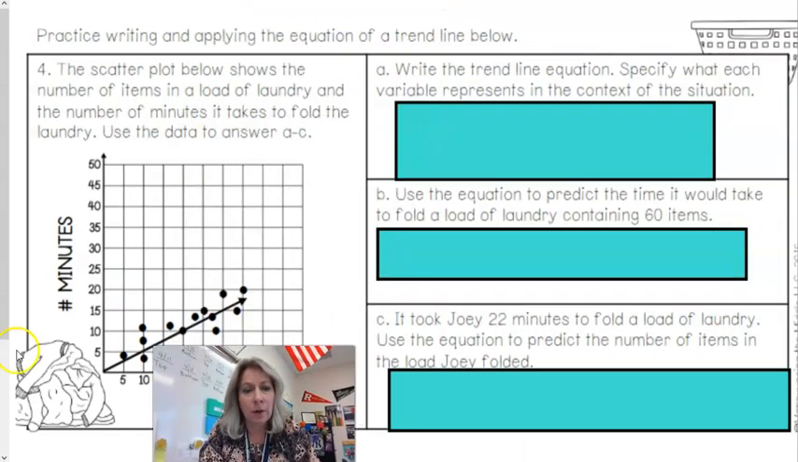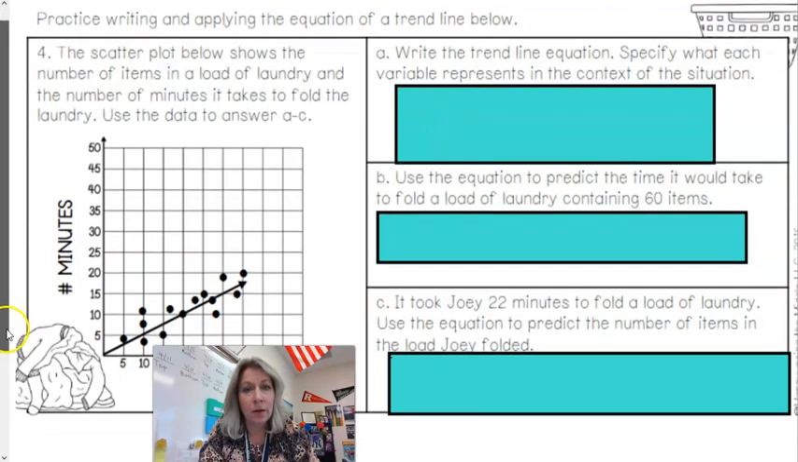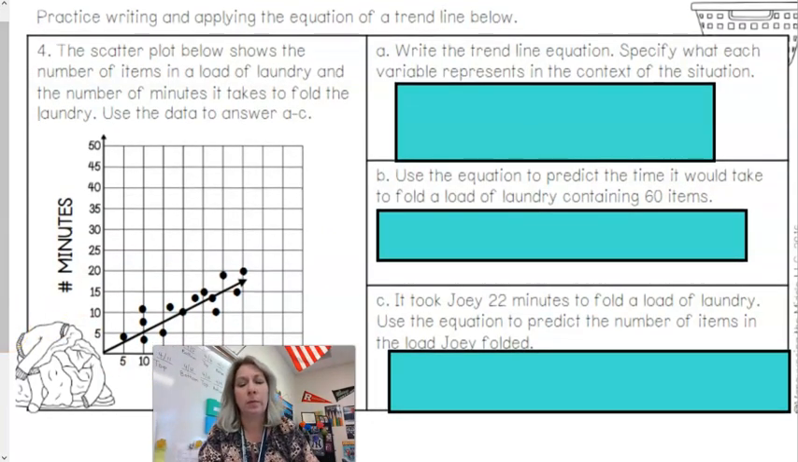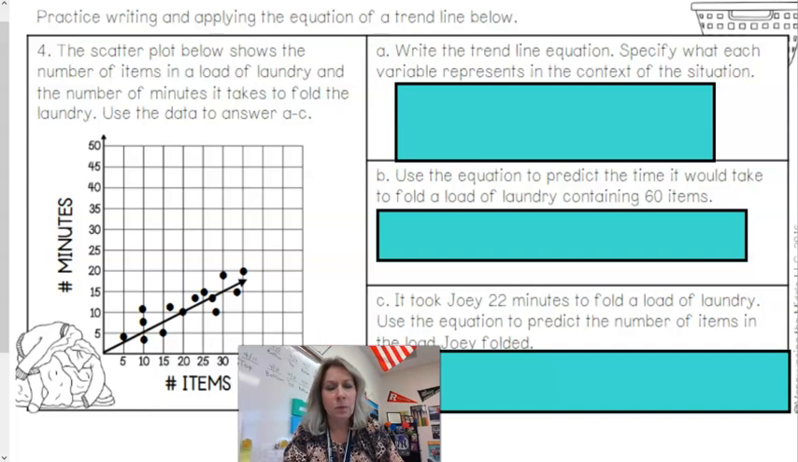All right, now here comes some practice writing and applying the equation of a trend line to a real world problem. I'm going to have to move myself back and forth out of the way. The scatter plot below shows the number of items in a load of laundry and the number of minutes it takes to fold the laundry. Oh my goodness, laundry. Maybe there are some people that love to do laundry, but okay. So we do the laundry and then we have to fold it. The number of minutes is on the y-axis, the number of items is on the x. So it looks like the more items you're laundering, the higher the number of minutes it takes to fold.